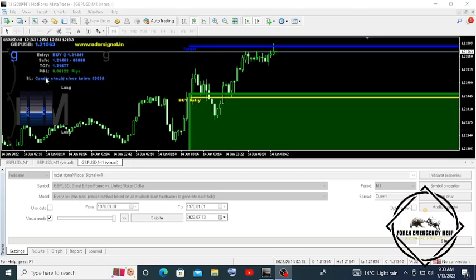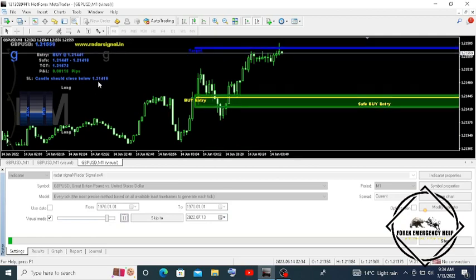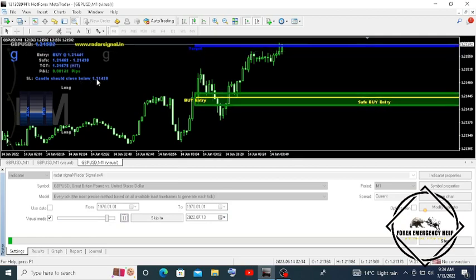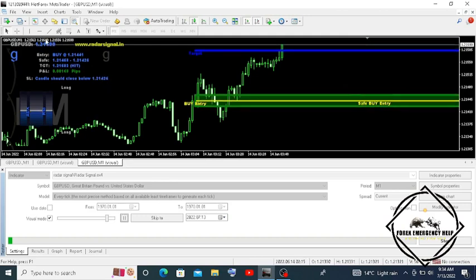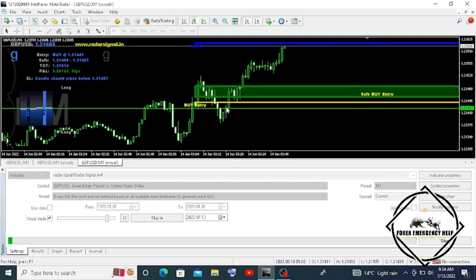You see now, it says your stop loss should close below 000. That is because we have not yet started the backtest. The moment we start the backtest and the market is live, then you are going to see what happens. Let me decrease the speed and hit play. You see, the stop loss will be where the candle should close below 1.21423. Let me take this horizontal line and place it here. This is where the stop loss is.